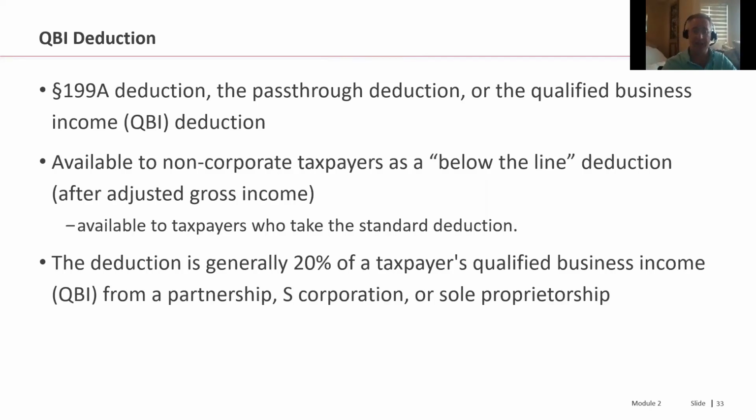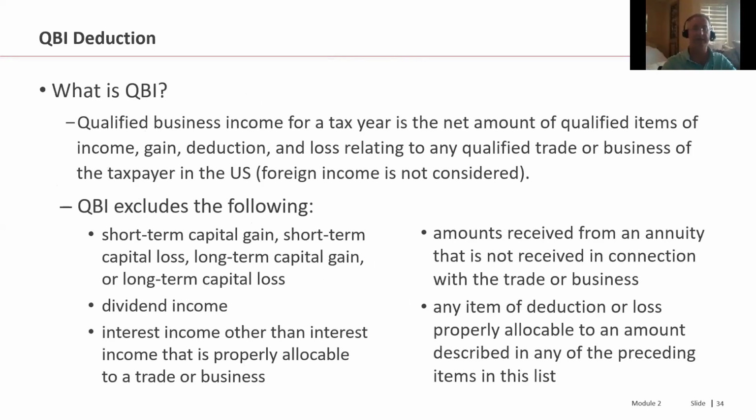So the deduction is generally 20% of the taxpayer's qualified business income from a pass-through entity. And a pass-through entity being a partnership, an S-corp, a sole proprietorship, an LLC, whatever it might be, whatever it is that you're passing through that income. What it means is non-corporate income. So what is QBI? QBI is the net amount of qualified income, gain, deduction, and loss related to any qualified trade or business of the taxpayer in the U.S.